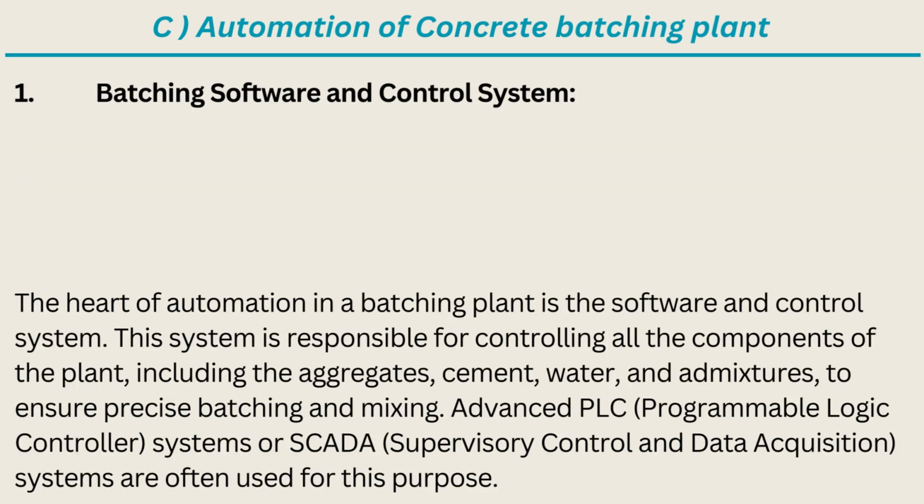1. Batching software and control system. The heart of automation in a batching plant is the software and control system. This system is responsible for controlling all the components of the plant, including the aggregates, cement, water, and admixtures, to ensure precise batching and mixing. Advanced PLC, Programmable Logic Controller, systems or SCADA, supervisory control and data acquisition, systems are often used for this purpose.